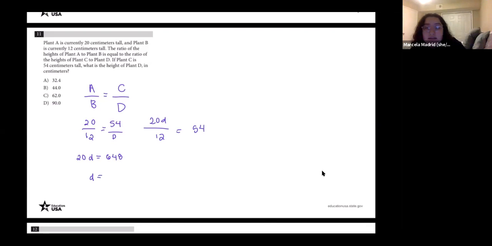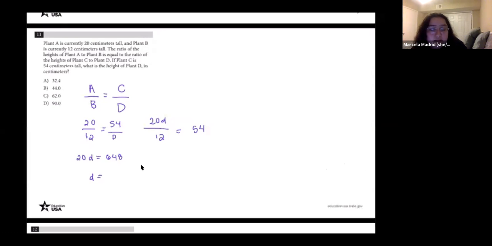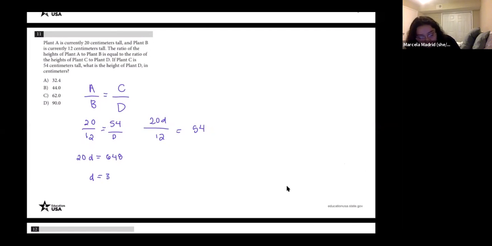648. Sorry, I didn't read the comments. I just subtracted 20 minus 12, noticed it's 8, and added 8 to 54, but maybe that was a coincidence. I think so, because the answer is going to end up being 32.4, which is A. So it's not going to be C.